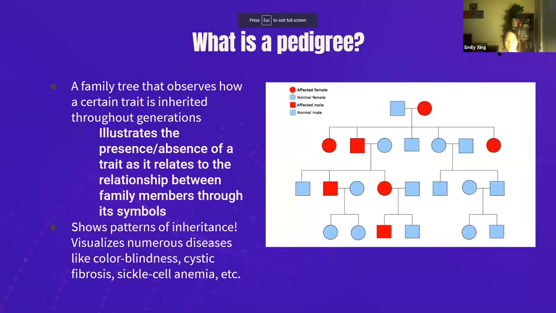Okay, so what is a pedigree? A pedigree is basically a visual representation of a family tree that observes how one certain trait is inherited throughout the generations of the family tree. And it illustrates whether an individual is affected or unaffected, so if the trait is present or absent, in relation to the other family members. From this, we can find how traits are inherited, if they're dominant, recessive, sex-linked, autosomal. I'll go over all of this later, but basically just know that it's a family tree whose purpose is to show how a trait is passed down. Through this, we can visualize a lot of diseases like color blindness, cystic fibrosis, sickle cell anemia, etc.